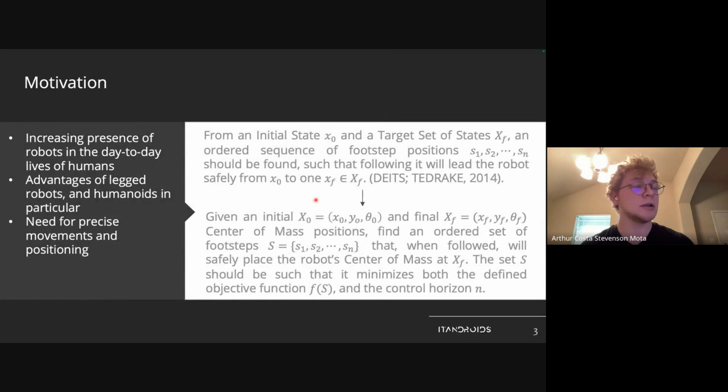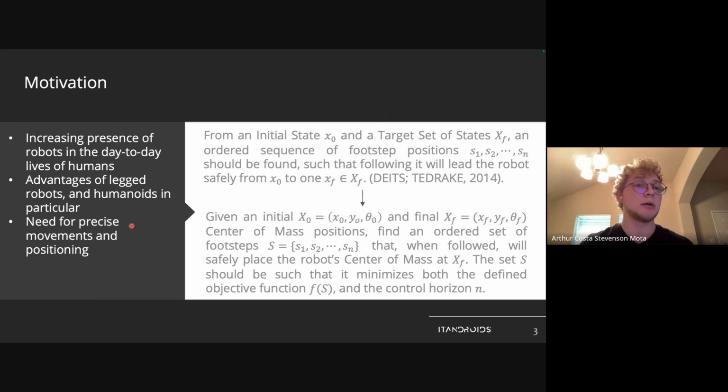But starting with the motivation, today there is an increasing presence of robots in the daily lives of humans. And legged robots especially have several advantages since they are capable of traversing rough environments and different obstacles. They can cross over different obstacles, so they're a lot more versatile, but they are a lot more complicated. And these robots also have a need for precise movement and positioning. So the robot will need to be where it expects itself to be, right? So that everything works accordingly.